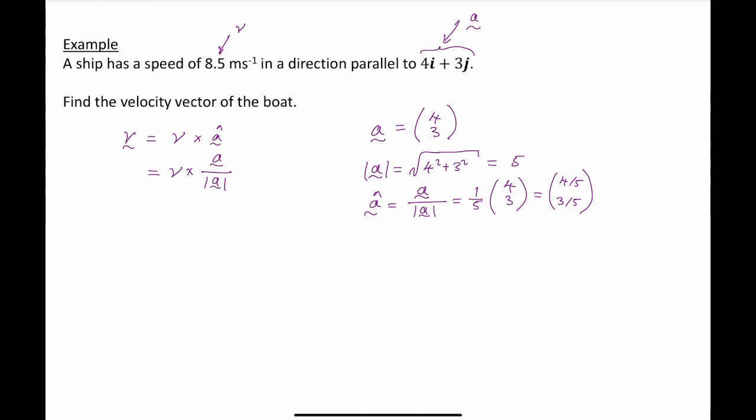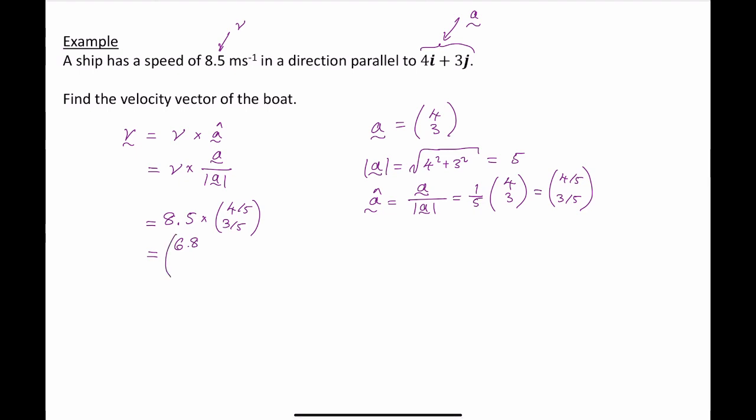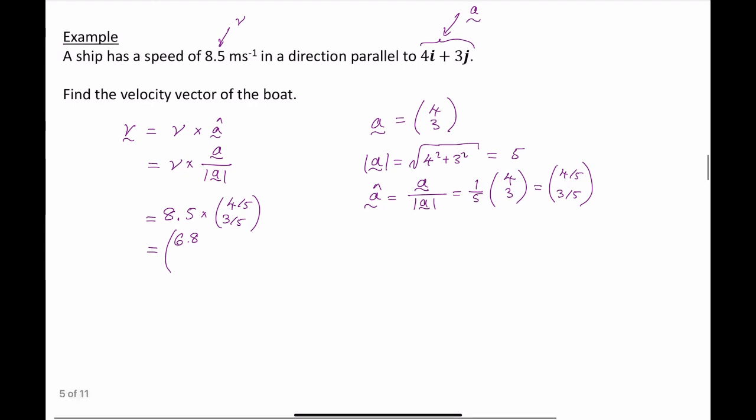Now that I have this, I can calculate my velocity. All I need to do is substitute in my speed, which is 8.5, and this unit vector. My unit vector is 4 over 5, or if you want to write it as 0.8, you can, and 3 over 5. So 8.5 times 4 over 5 is 6.8, and 8.5 times 3 over 5 is 5.1. That's my velocity vector of the boat. Again, we are given units, so we should include them: meters per second.